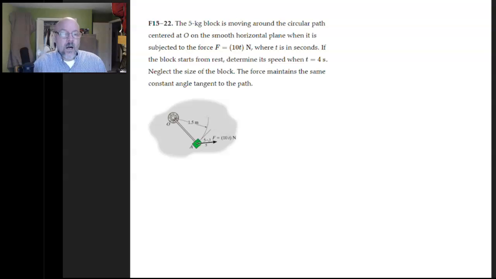Well, there are different ways to solve this, and what I want to show you here is how to use angular momentum to solve this. Remember, I've talked about before, it's good to know different approaches to different problems. Sometimes one way is easier or shorter than another way.